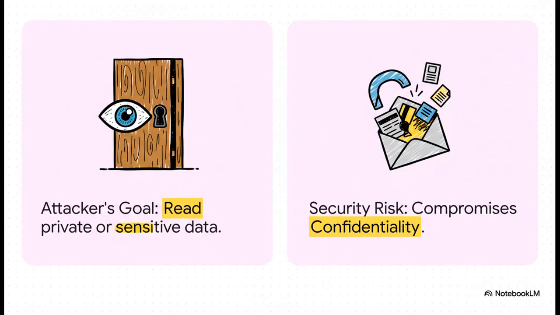Information disclosure. I mean, this is basically digital eavesdropping. The attacker's goal here is to get their hands on private data they're not supposed to see. It's a classic spy move. They might listen in on an insecure public Wi-Fi network to snatch up account numbers or passwords, and that completely violates the principle of confidentiality.